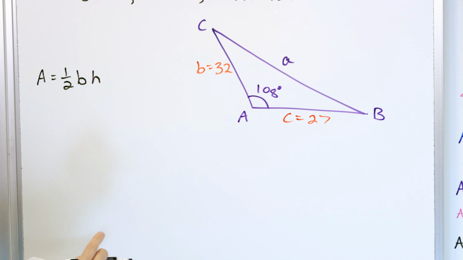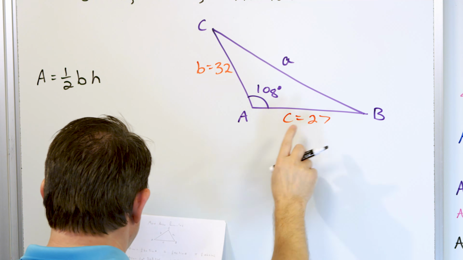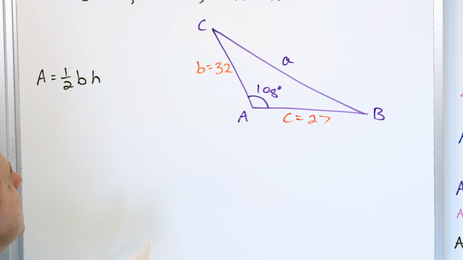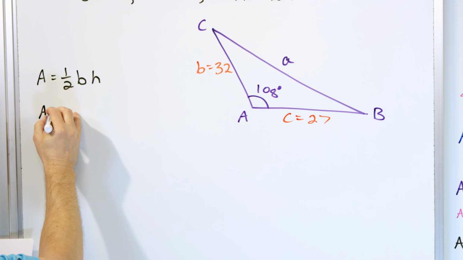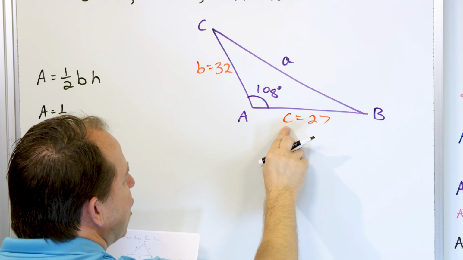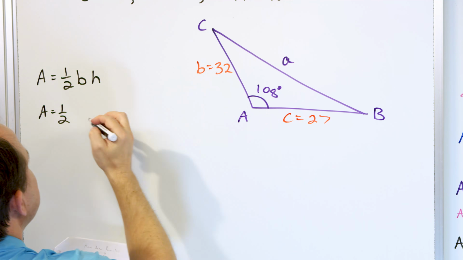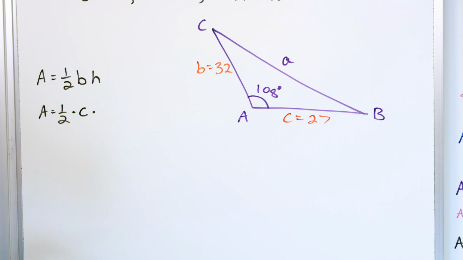Base times the height. Now the base is labeled as side C, and we know it's 27 units long, so that's actually pretty easy. But what would be the height? In other words, if we were going to do this, we would calculate it as 1/2 times the base. The base of this triangle is going to be, let's call it side C. We'll put the numbers in later. Times the height of this thing. But what is the height?